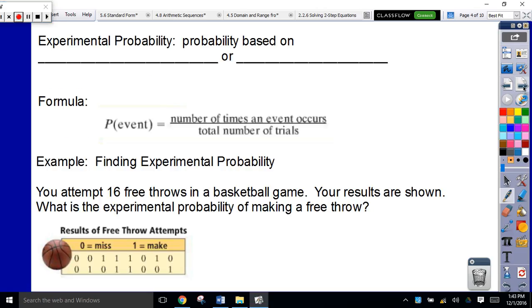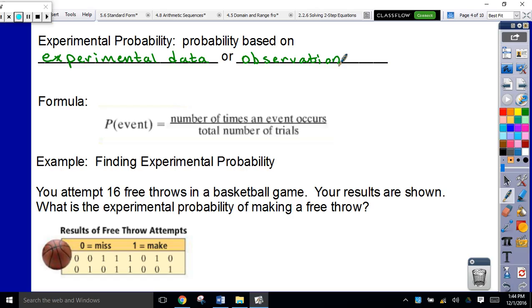Okay, experimental probability is probability that is based on either experimental data or observation. And when we find experimental probability, we really do it the same way as when we find theoretical probability. To find the probability of an event, we take the number of times the event occurs and we divide by the total number of trials.